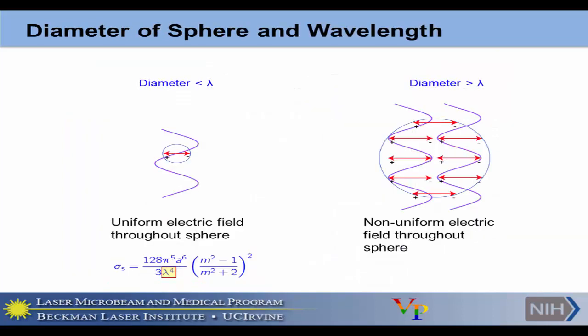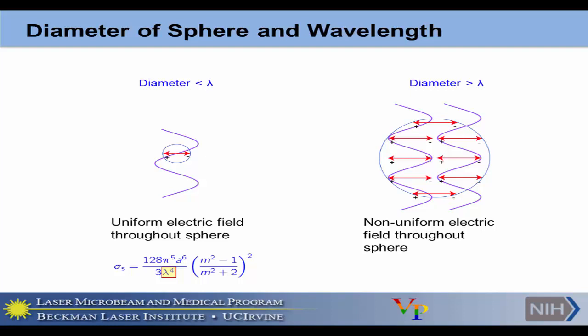And I'm going to talk about another thing here: when the diameter of the sphere is much smaller than the wavelength, and when the diameter of the sphere is much greater than the wavelength. When the wavelength is much greater than the diameter of the sphere, we will have a single dipole, and it's going to be a uniform electric field throughout the sphere. And in that case, the scattering cross-section is inversely proportional to the fourth power of the wavelength, lambda.